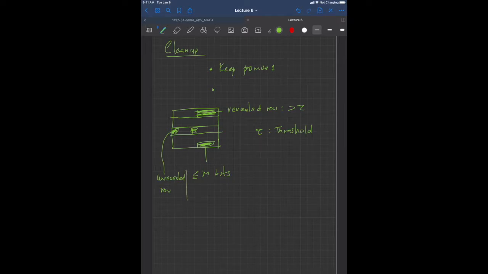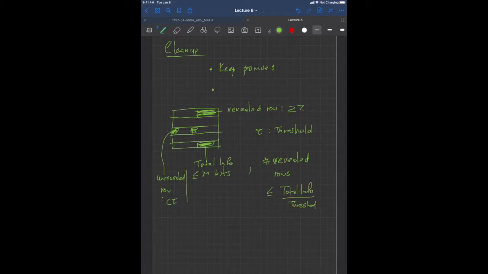So this is where they know less than tau bits of information. So maybe it's greater than or equal to tau. So we want to say that, since the total information here is at most m bits, in each revealed row there should be at least tau bits of information. The number of revealed rows should be bounded by the total information divided by the threshold.